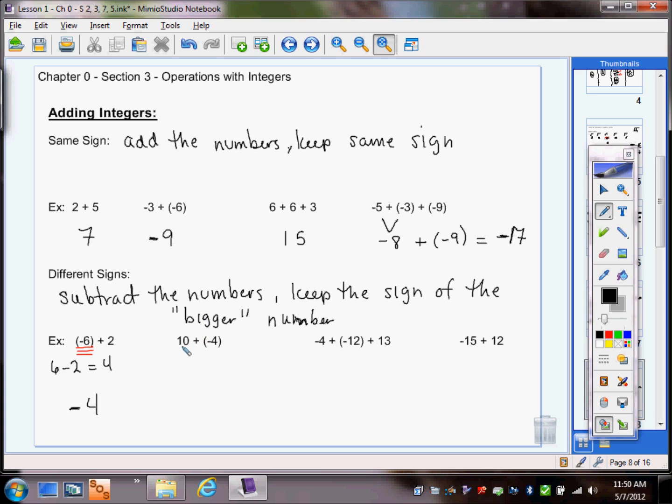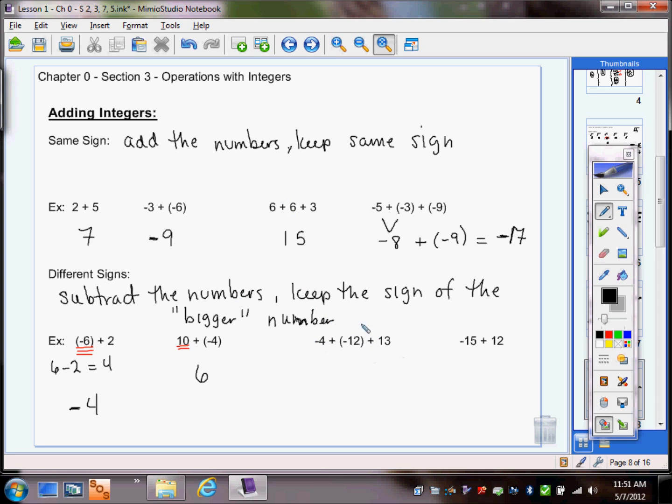Positive 10 and negative 4, I do 10 minus 4, which is 6. The 10 was bigger, and it's positive, so my answer is positive. Again, you can use money. If I owe you $4 and I have $10, I can give you 4 of it, but I still have 6 left.